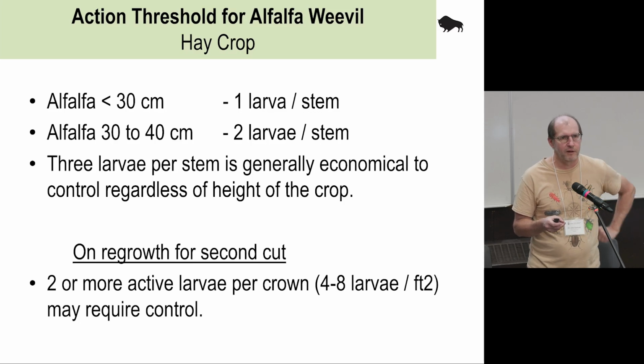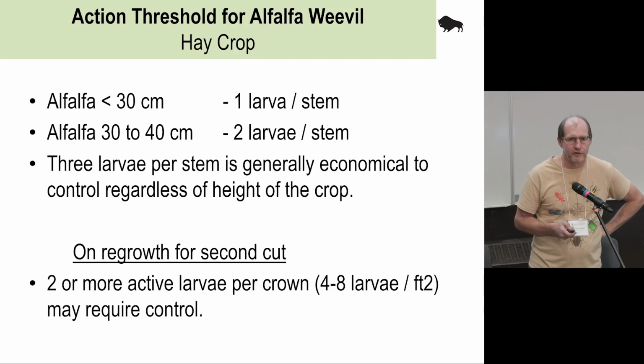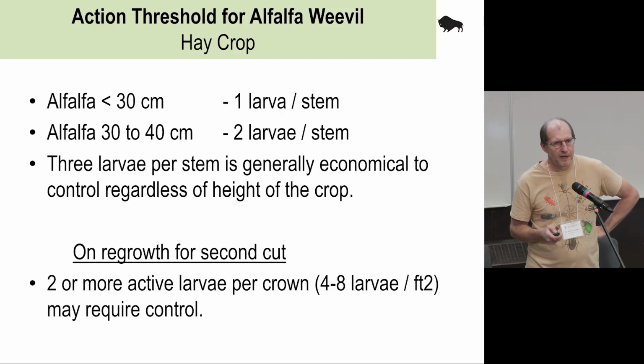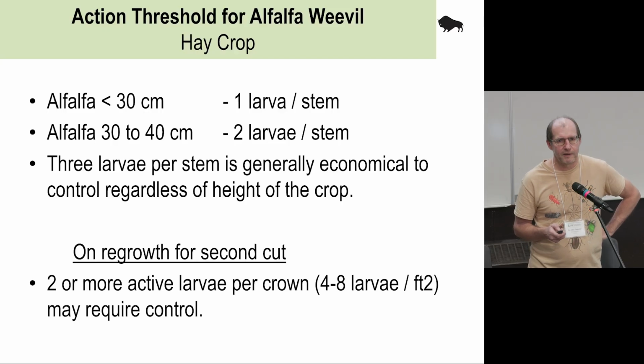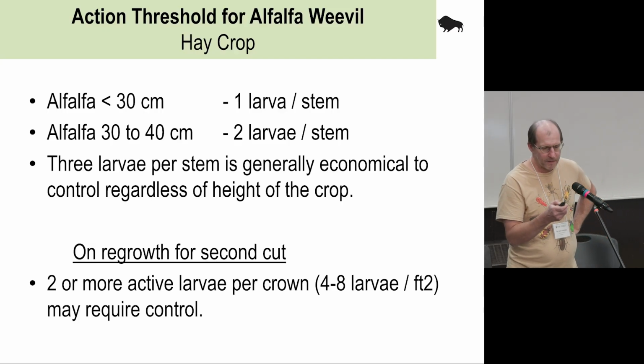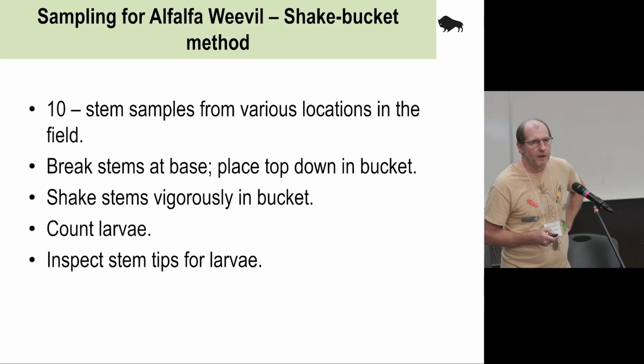So those are good guidelines for thresholds. If you do end up not spraying, or even if you do spray, keep an eye on that regrowth. Again, the sprays don't always work tremendously well. And nowadays, with alfalfa, the regrowth happens so quickly that often you don't have a chance for the larva to die before the regrowth comes up.